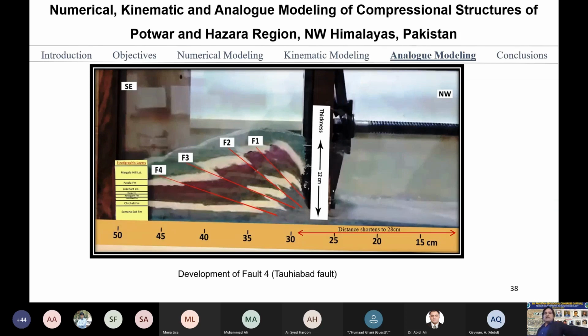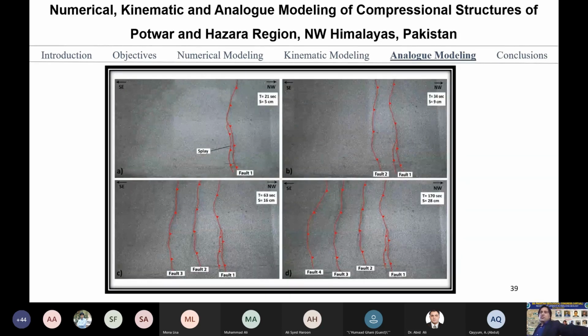So these are the results of the analog model performed in the lab, and this is the aerial view of these faults. As you can see, when fault 1 was generated, it was at about 21 seconds, and the total shortening is 5 centimeters. There is also, in the aerial view, a splay of that fault, which is connected with the major thrust. And in the second part, at about 34 seconds, the total shortening is 9 centimeters, and the second fault generated.